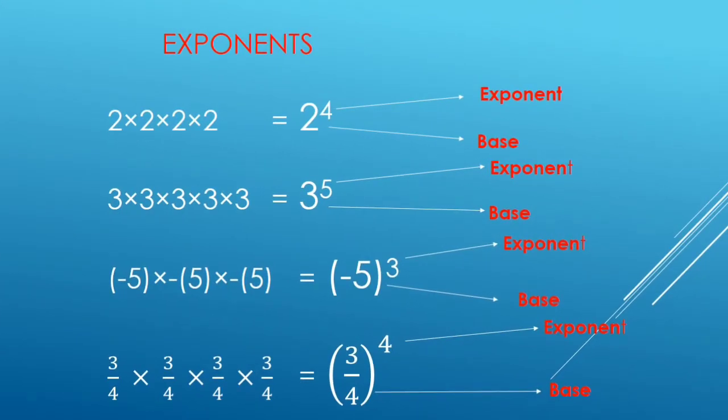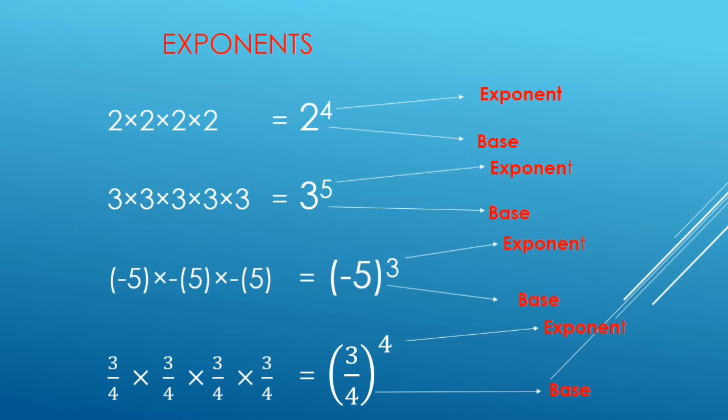So what are exponents? We know that the repeated multiplication by the same number can be expressed in the form of an exponent. So here we can see certain examples. 2 is multiplied by itself repeatedly 4 times. Hence it can be written as 2 to the power 4. Here the number multiplied is the base. Here 2 is the base and the number of times 2 is multiplied is the exponent, that is 4 is the exponent.